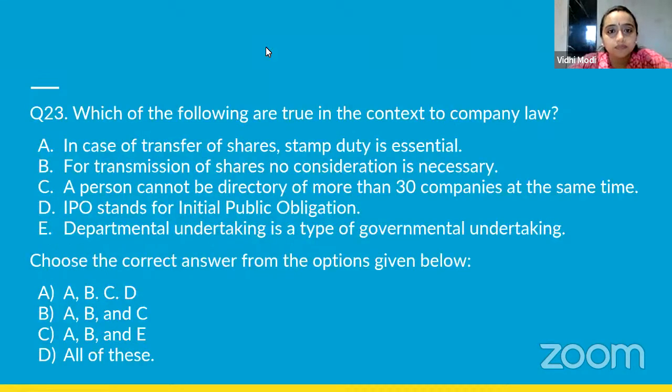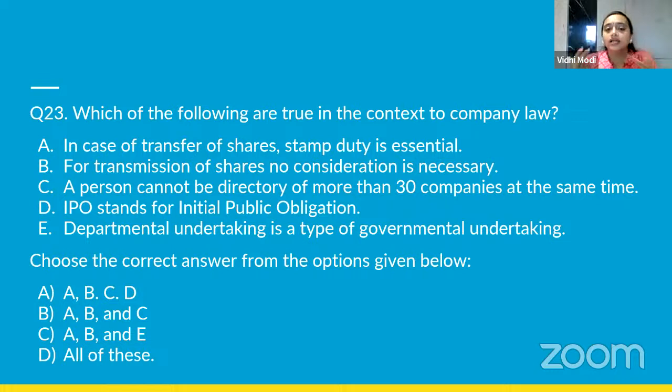Which of the following are true in the context of company law? In case of transfer of shares, stamp duty is essential. For transmission of shares, no consideration is necessary. A person cannot be a director of more than 30 companies at the same time. IPO stands for initial public obligation. Departmental undertaking is a type of government undertaking.